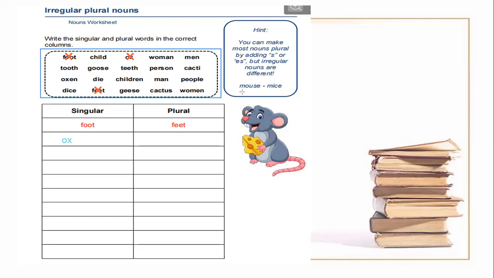You can start with the easy words, okay? So that you can answer a lot. Start with easy words that you know.